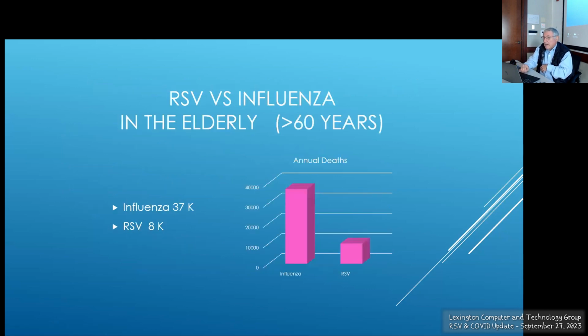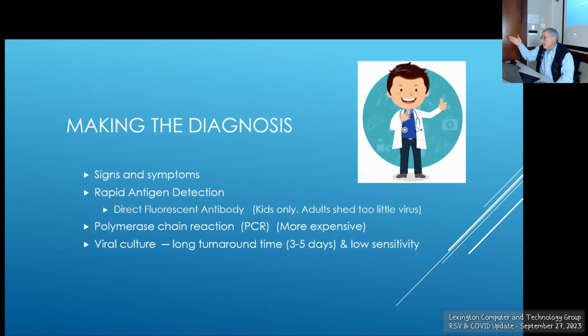Now, if you want to put it in perspective, in the elderly, greater than 60, influenza causes about 37,000 deaths per year, and RSV causes about 8,000. So it's about a quarter of what influenza does. Because influenza goes around nursing homes too. So, making the diagnosis: signs and symptoms are non-specific.